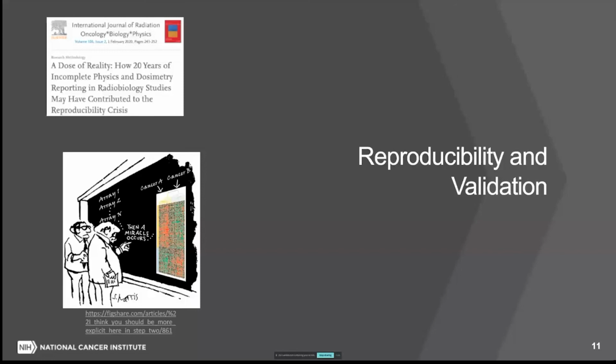Nature had a paper on this about scientific reproducibility in the recent era. This is a radiation-specific paper at the top left. And the cartoon on the bottom left, people have probably seen this or versions of this. "I think you should be more explicit in step 2." "There's a miracle." It's just been customized for cancer. This is a big deal.